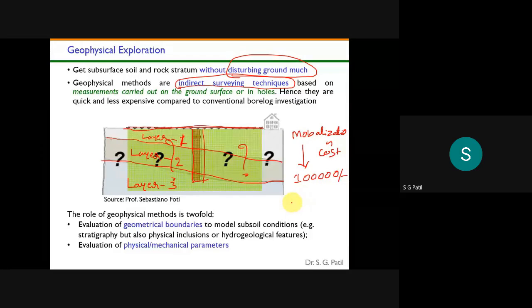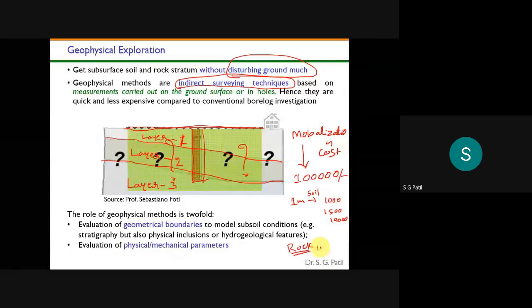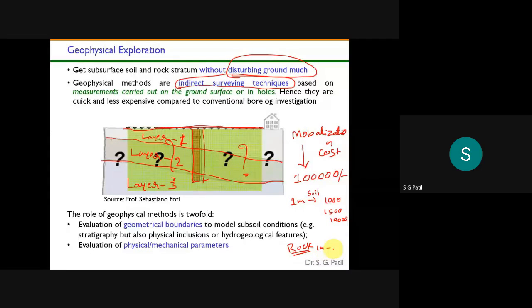Then for 1 meter run, if you have a soft soil, then the cost will be around 1,000 to 1,500 rupees. Even up to 1,900 they will charge if you have soil. Then if you have a rock, they will charge you for 1 meter anything around 2,500 to 4,500.